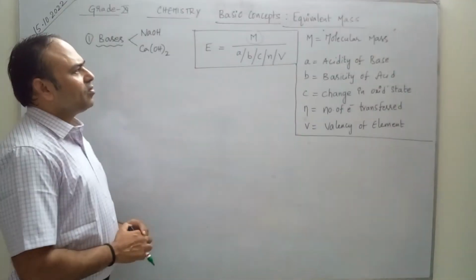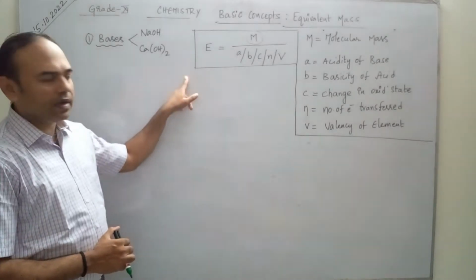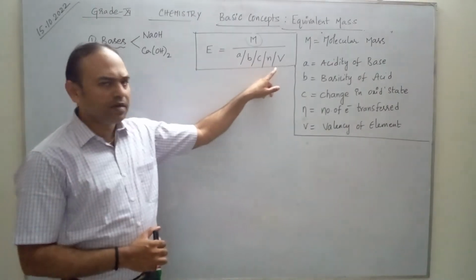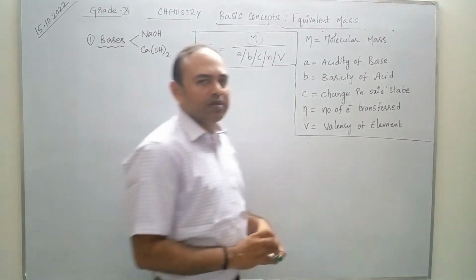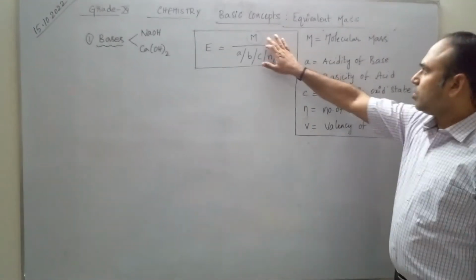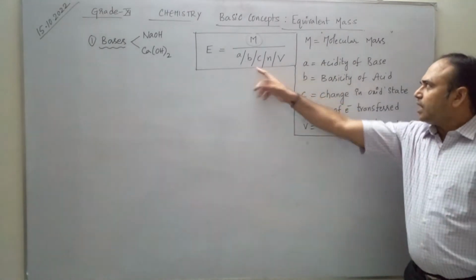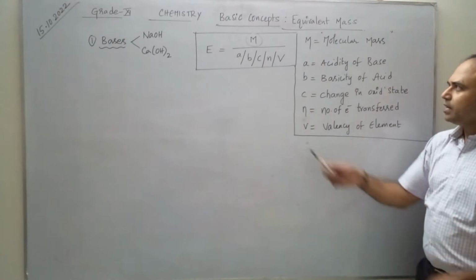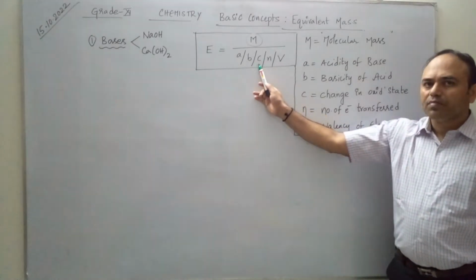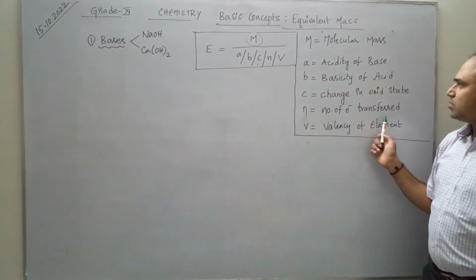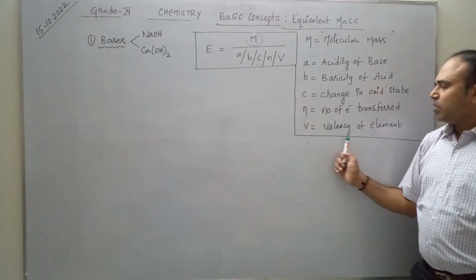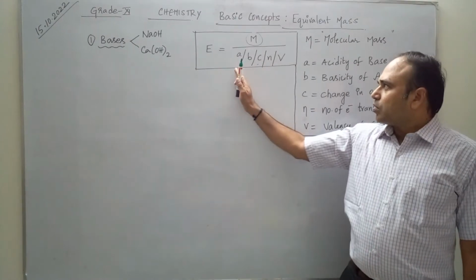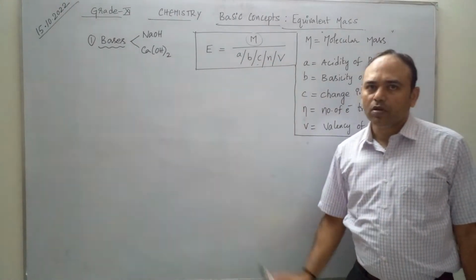So to identify the equivalent mass, we have a simpler formula here, that is equivalent mass is equal to M by ABCNV. What is this ABCNV? So we know M is molecular mass, A is acidity of base, B is basicity of acid, C is change in oxidation number, N is number of electrons transferred, and V is valency of that particular element. So for the given question you can use this formula and solve.